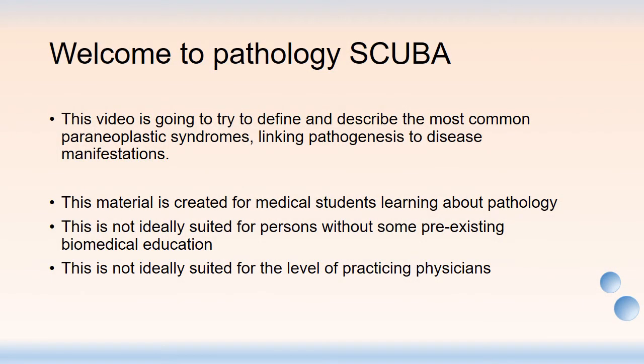This is a big topic, so we're going to take the three most common paraneoplastic syndromes, and we're going to discuss how the pathogenesis of these syndromes is linked to how these disease processes manifest. Again, this material is for medical students learning about pathology. It would be hard to understand if you have no pre-existing biomedical information. And again, this is not covered to the extent that would benefit a practicing physician.